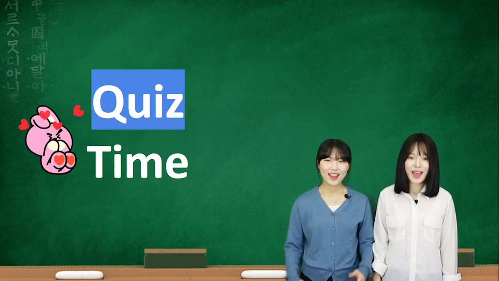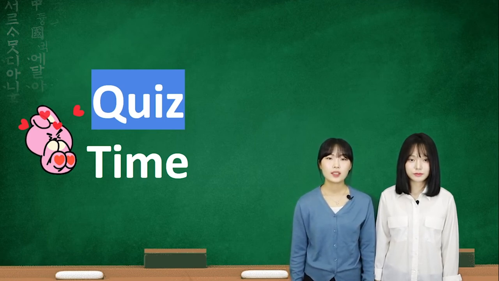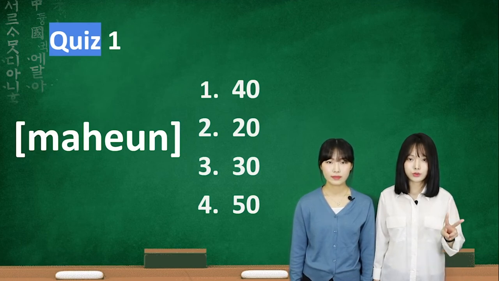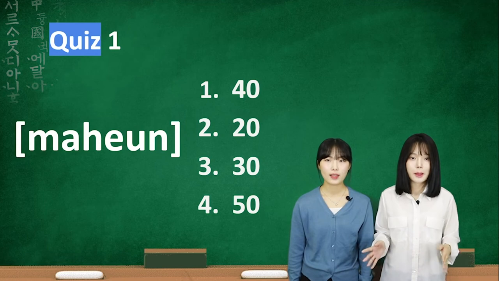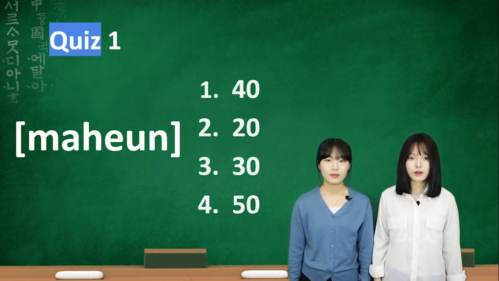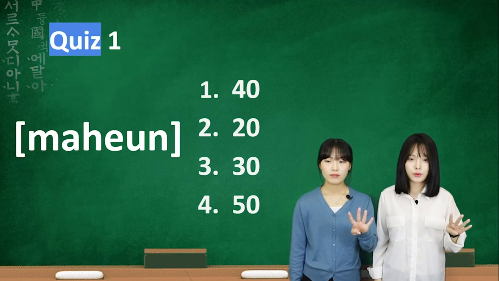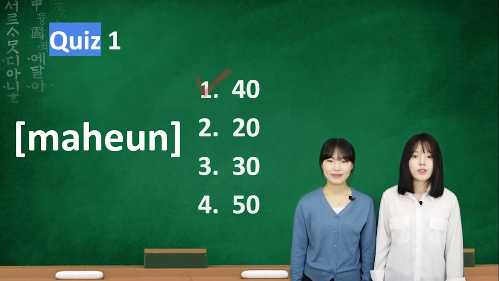Everyone, kids time is back! Let's check your understanding through this quiz. We have 6 quiz questions. Listen to the pronunciation and guess the numbers. Question 1. There are 4 options. Number 1, number 2, number 3, and number 4. 마흔. Which of the following is correct? I will give you 5 seconds. 5, 4, 3, 2, 1. Yes, the correct answer is number 1.